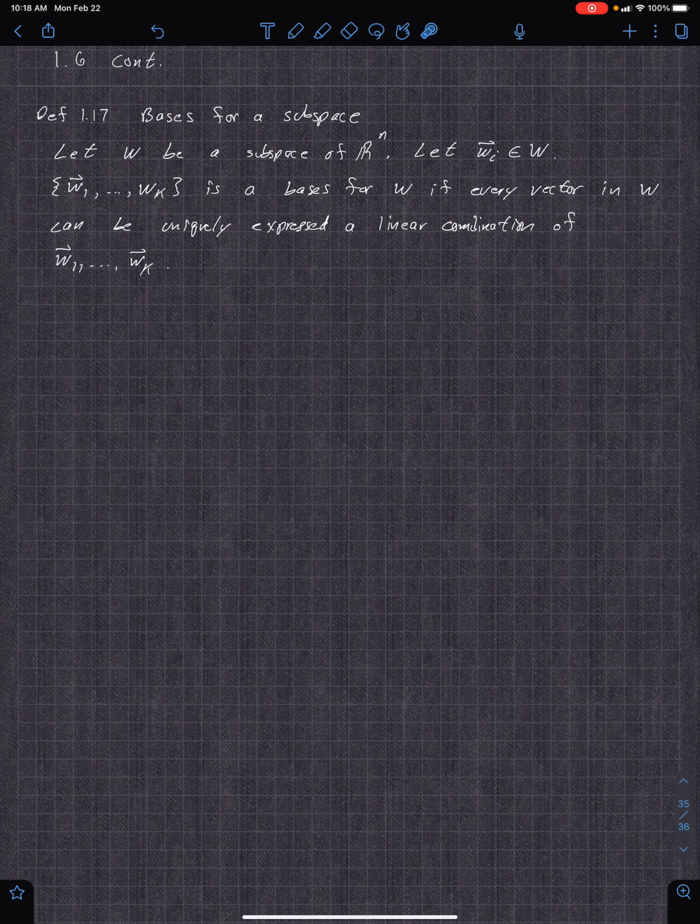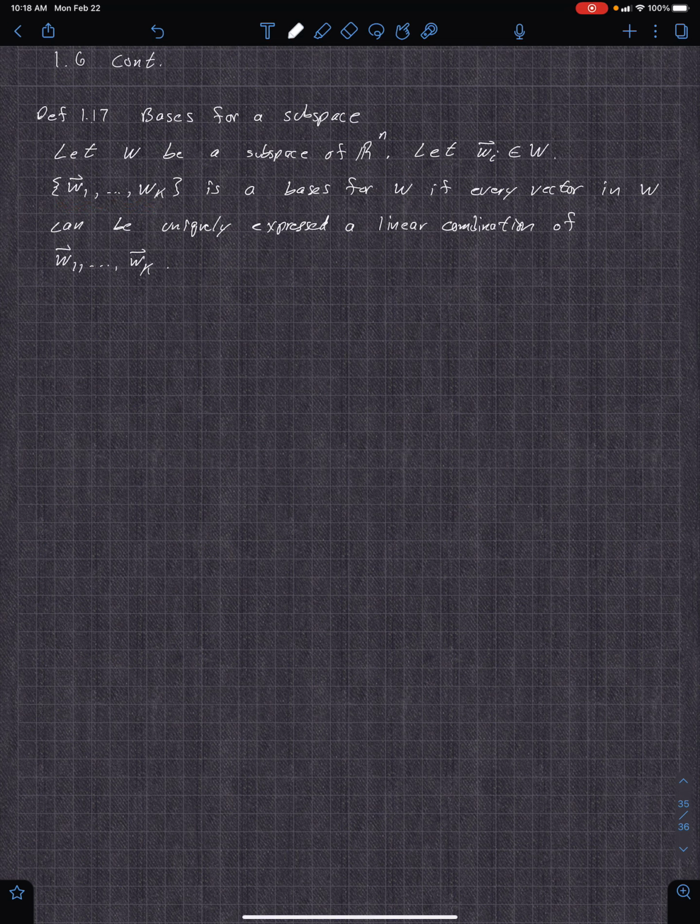Now, this is slightly different than span. So we already know a span is a subspace. So they're connected, but it doesn't have to just be a span. Remember, a span is just all possible linear combinations of those vectors. So in this case, it's just saying that every vector in the subspace can be created by all these vectors.